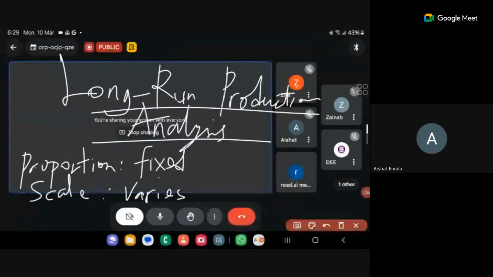In the short run, the business manipulates ratio since it cannot scale. Businesses cannot scale up, so they manipulate the ratio of K and L. But in the long run, they have enough time to scale up, so they leave the ratio unchanged. That's what I mean by proportion is fixed, but scale of production varies. Is this understood? Yes, sir.